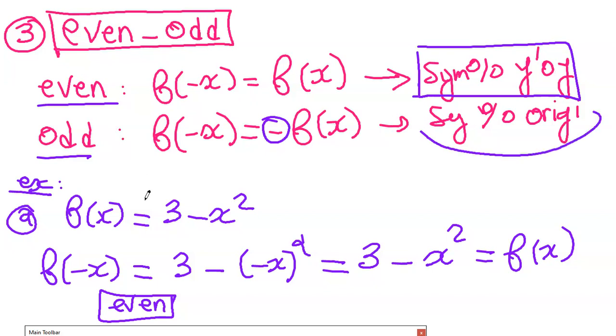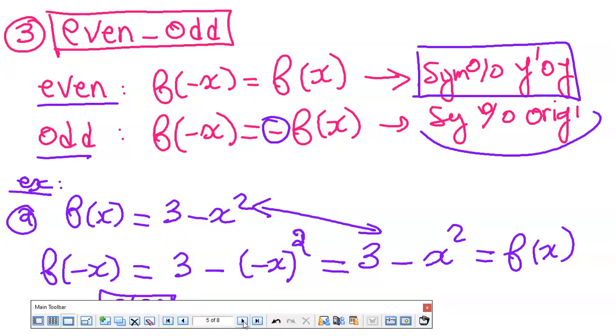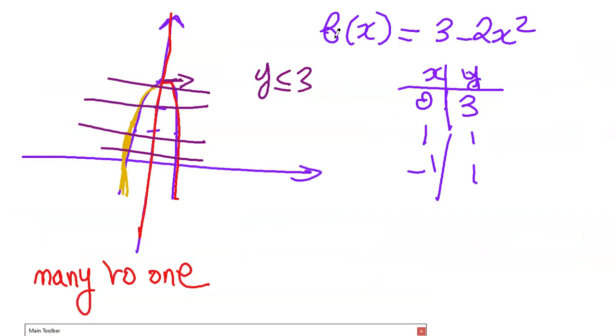Let's do the first example. If I say f of x equals 3 minus x squared, is it even or odd? I replace x by minus x and just calculate. 3 minus x squared. I got the same answer, exactly the same. So it means it's an even function. If I want to graph it, this is a parabola, a U shape. The vertex is (0, 3). I just want to remove that. This is the range. If you look at it, yes, it's symmetric with respect to the y-axis. Look, the red part is symmetric to the yellow part.